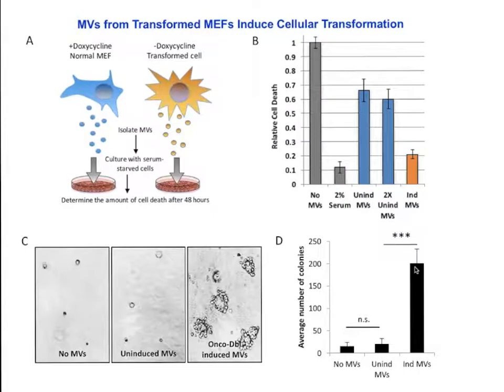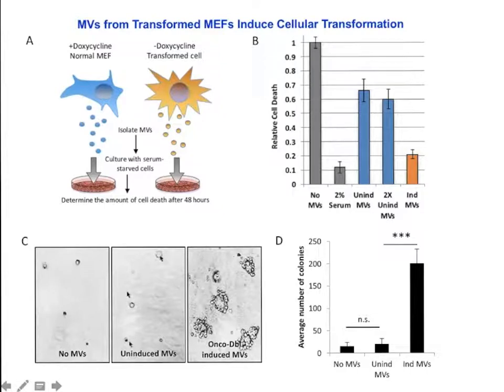So the next thing that we wanted to do is look at how these extracellular vesicles derived from either the normal MEFs or the ones induced to express OncoDbl influenced measures of transformation, including the ability to withstand serum starvation conditions, as well as down here in the bottom, soft agar growth. And so what we did is we collected the vesicles off of each of these cell types, and we put them on these normal fibroblasts. And again, here in the soft agar, as I showed you before, normal fibroblasts can't grow in soft agar. They remain as these small single cells.